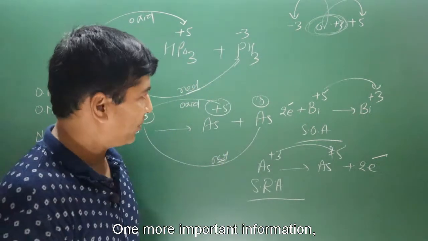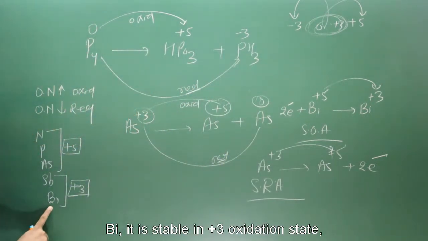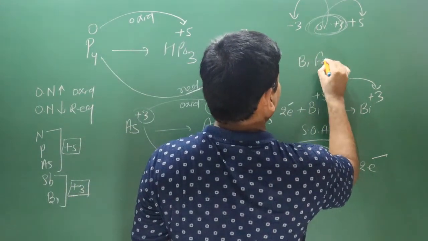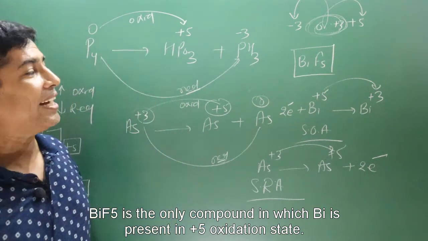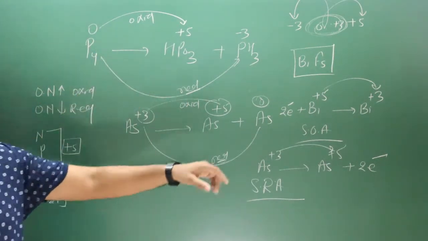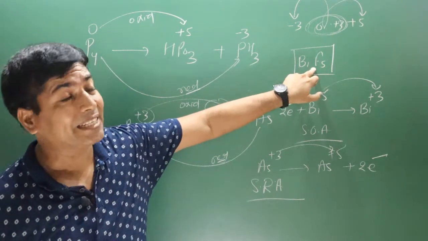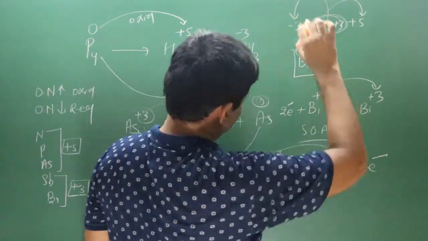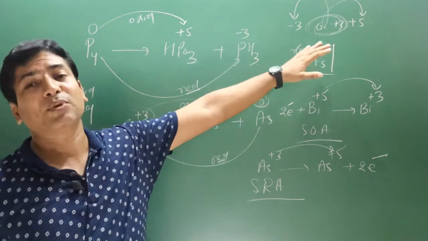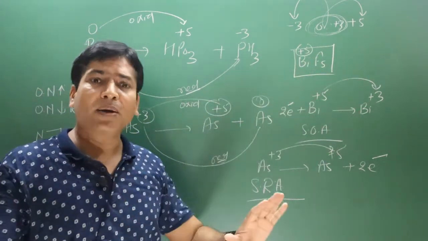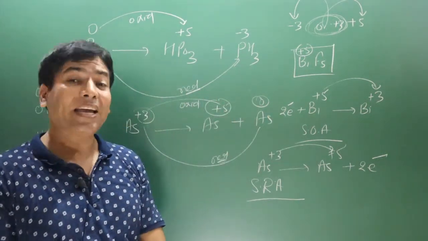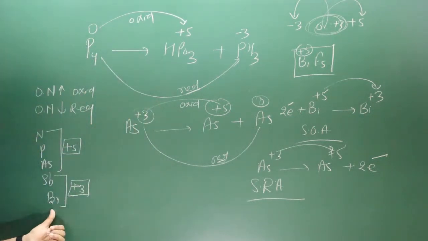One more important piece of information. Bismuth is stable in +3 oxidation state, that is correct, but there is one compound, BiF5, which is the only compound in which bismuth is present in +5 oxidation state, and it is somewhat stable because we have fluorine, a highly electronegative element. Otherwise, the rest of the compounds of bismuth have bismuth in +3 oxidation state, because in +3 oxidation state bismuth is highly stable.